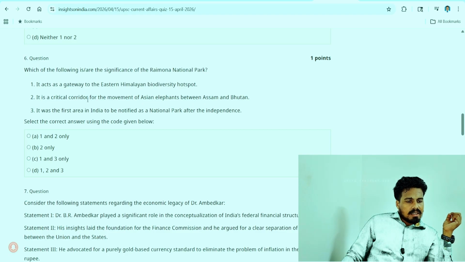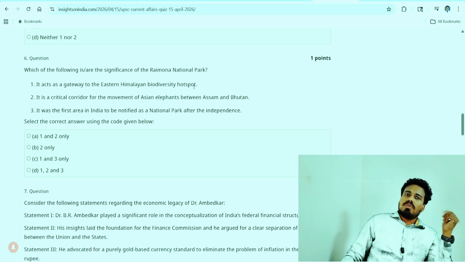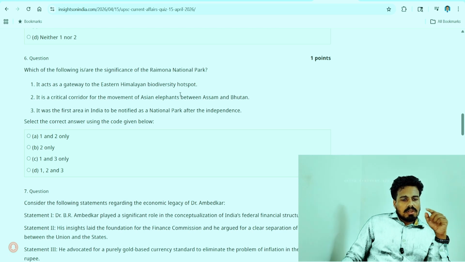It is a critical corridor for the movement of Asian elephants between Assam and Bhutan. Okay, that can be possible. It acts as a gateway to the Eastern Himalayan biodiversity hotspot. Then surely it should be from Assam and Bhutan. So it should also serve as a gateway to the Eastern Himalayan biodiversity hotspot. Automatically it should serve that purpose. So we will mark it as A.